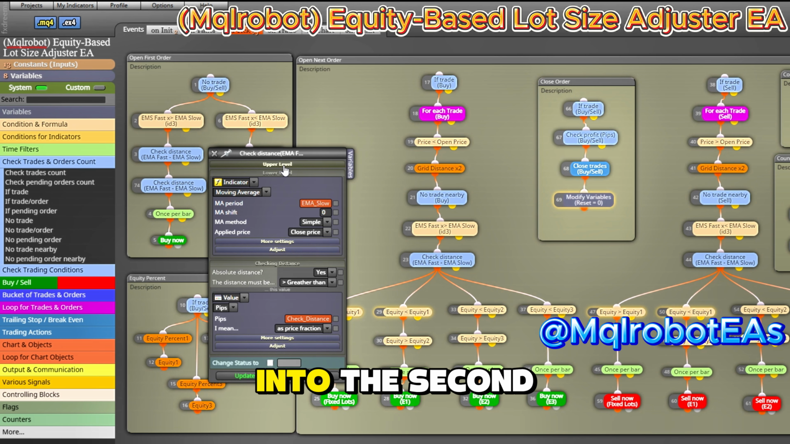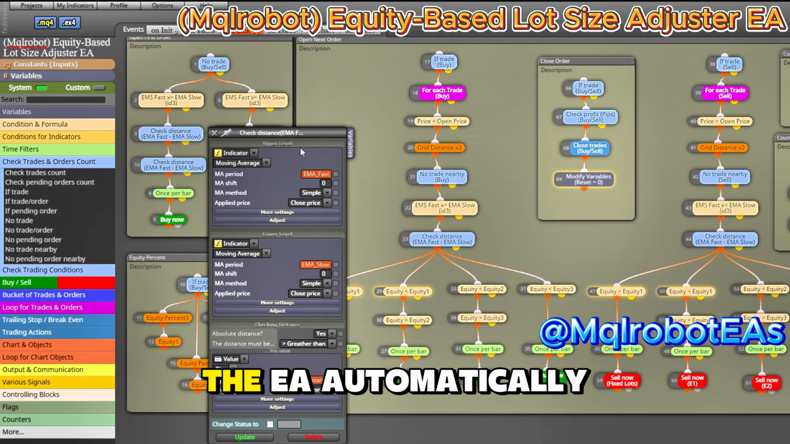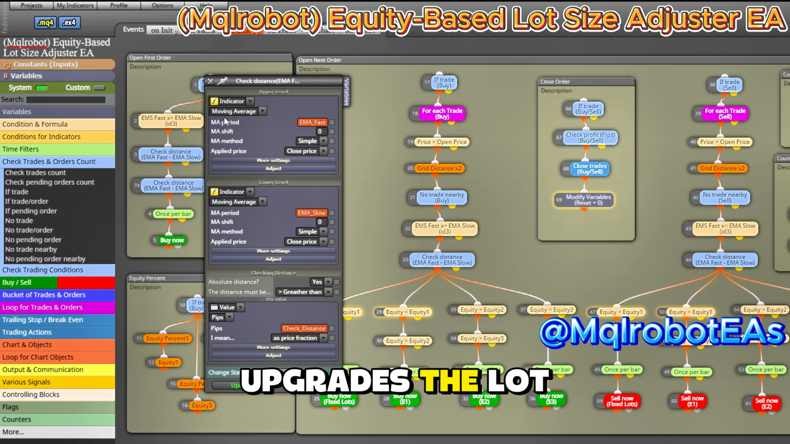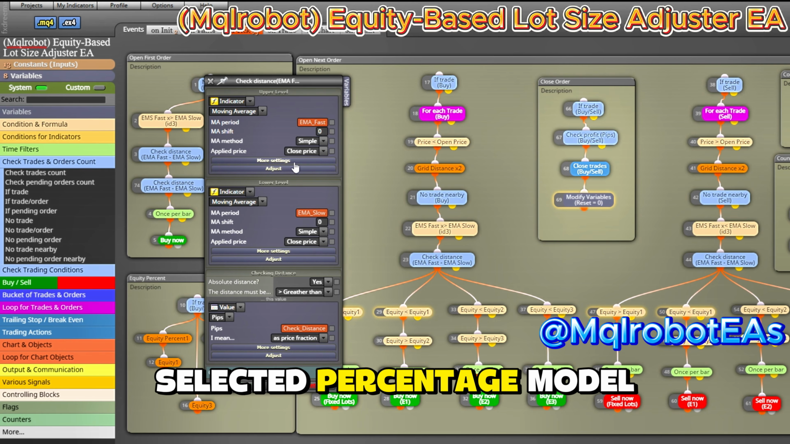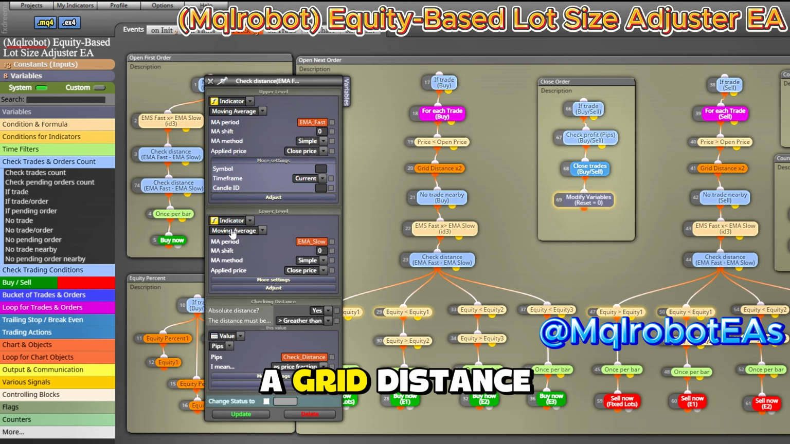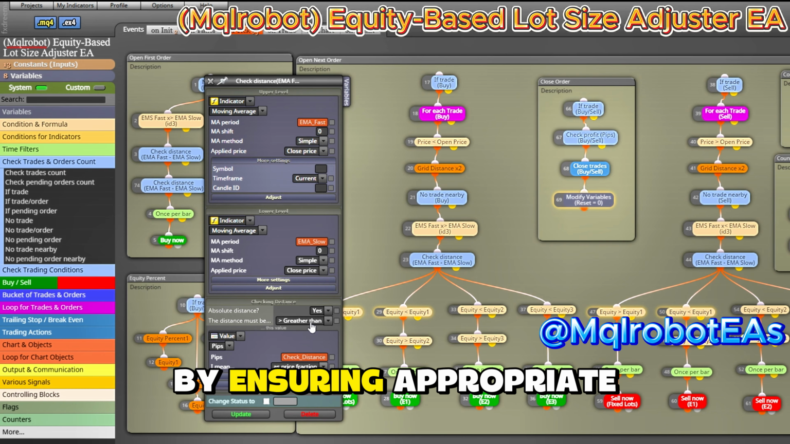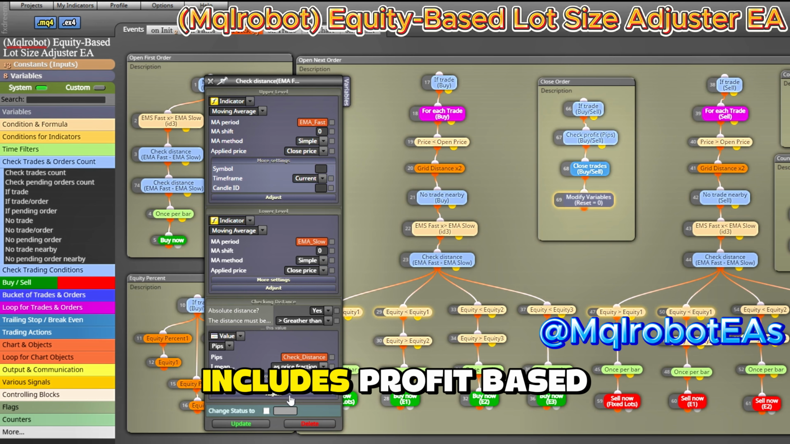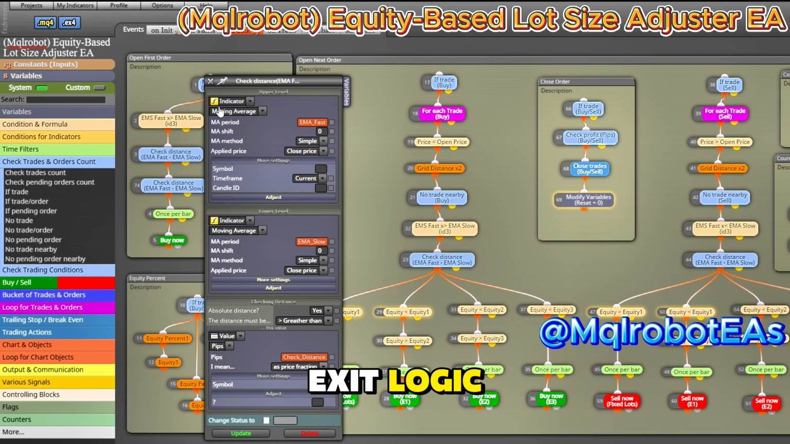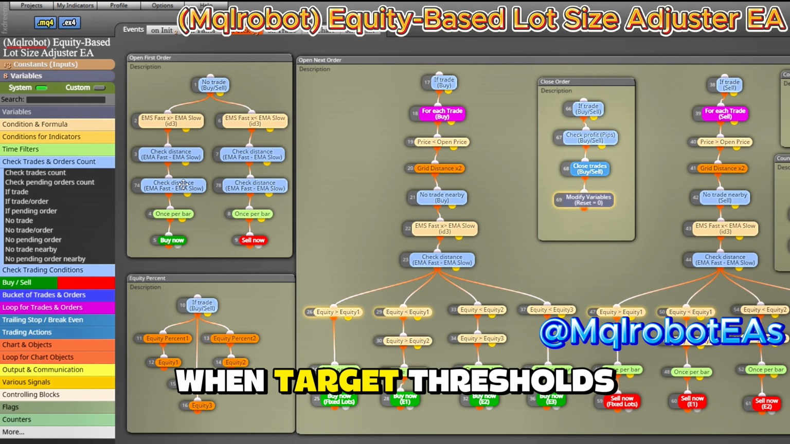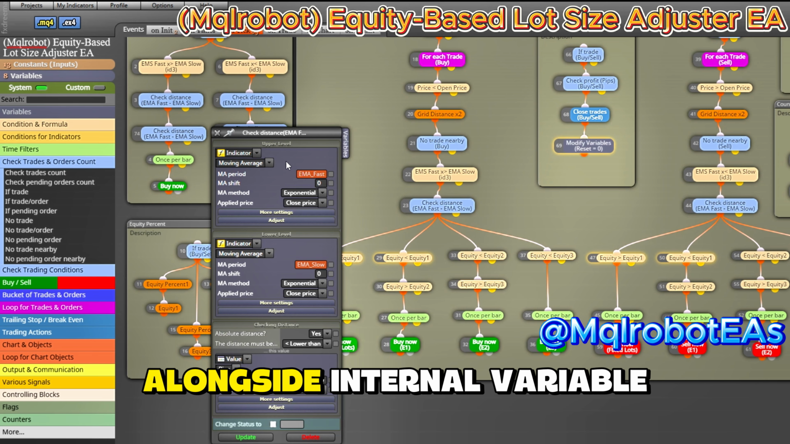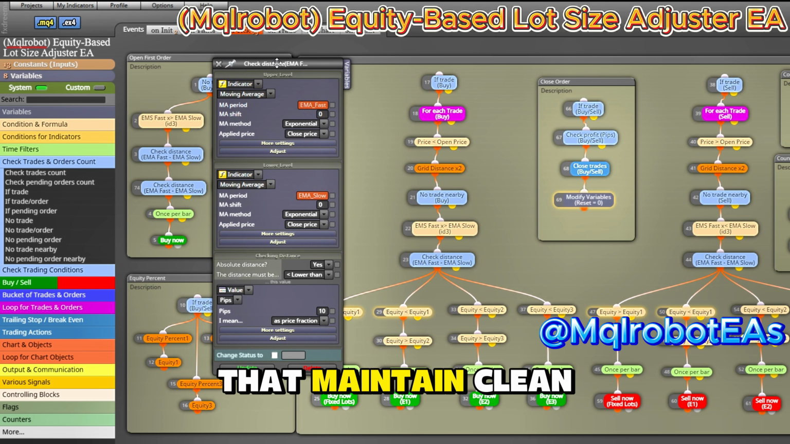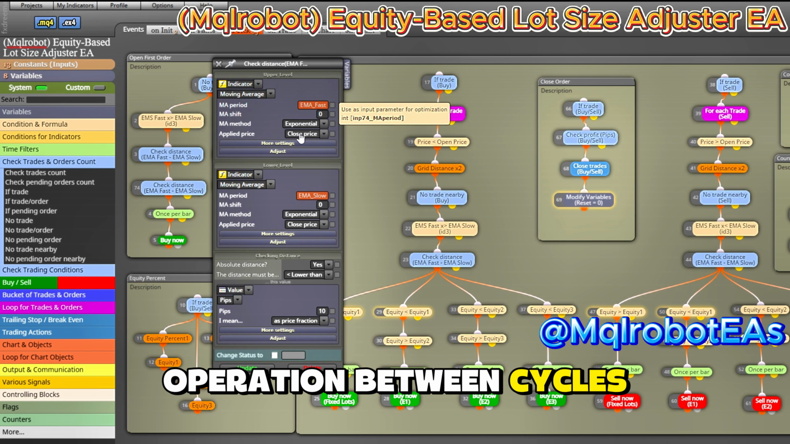If equity rises into the second or third tier, the EA automatically upgrades the lot size to match the selected percentage model. A grid distance filter is also integrated to prevent clustered entries by ensuring appropriate spacing between orders. The EA further includes profit-based exit logic designed to close trades when target thresholds are reached, alongside internal variable resets that maintain clean operation between cycles.